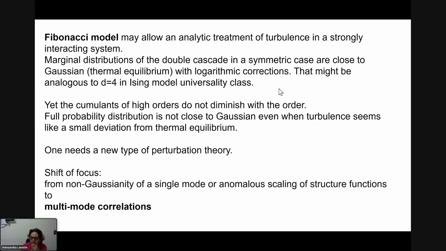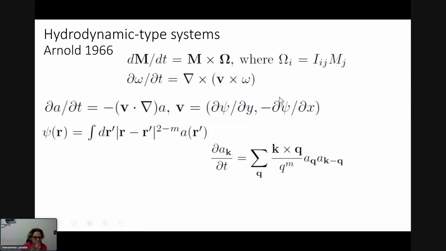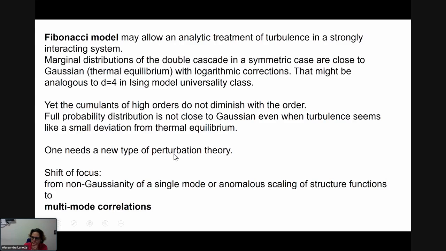Other remarks or questions? Okay. I will probably scare people away, but I guess the conclusion, at least the last line, is the main take-home lesson: that we never considered non-Gaussianity from this viewpoint. And I think that's where the essence of turbulence is, not in anomalous scaling.